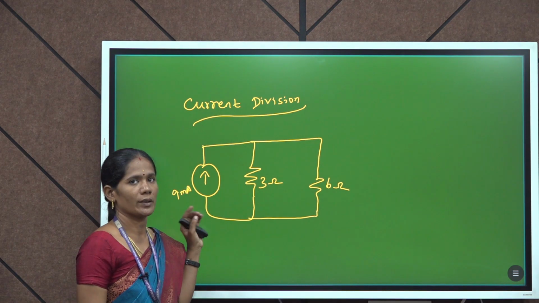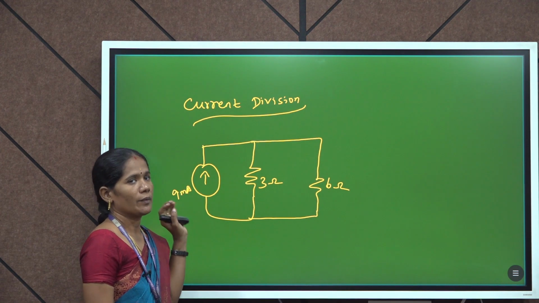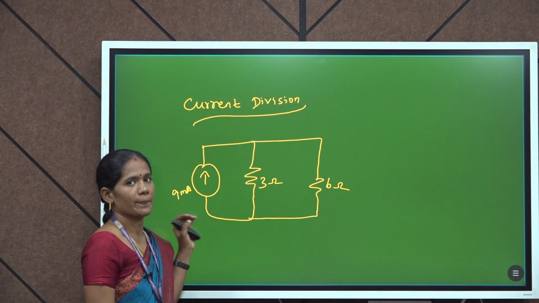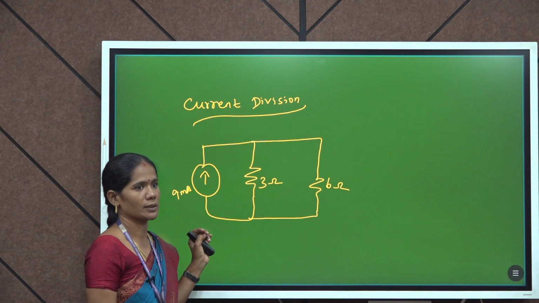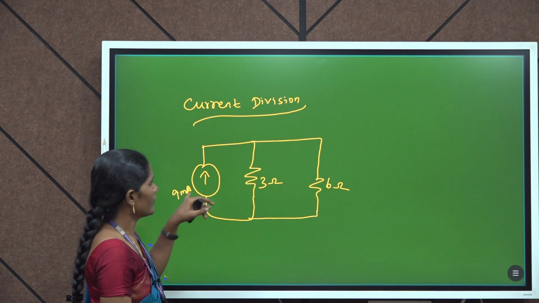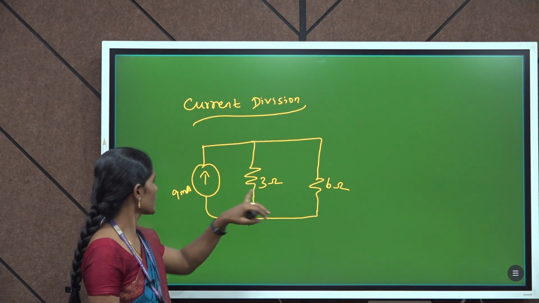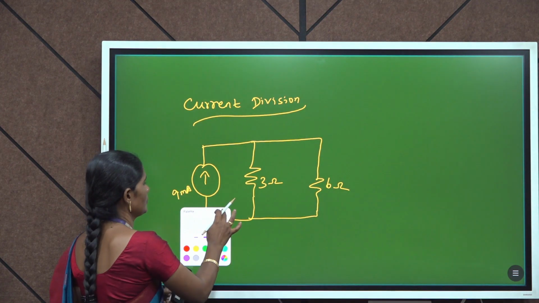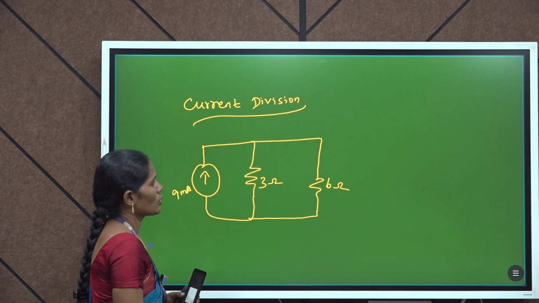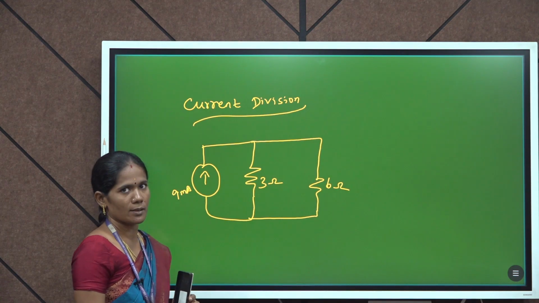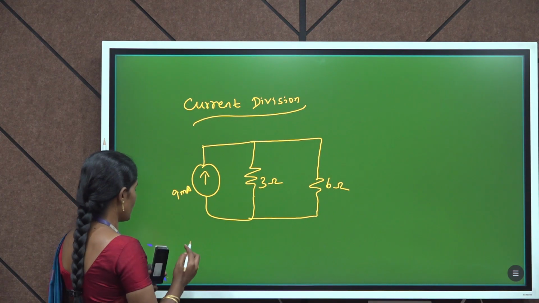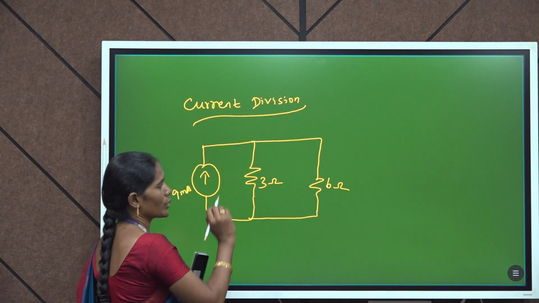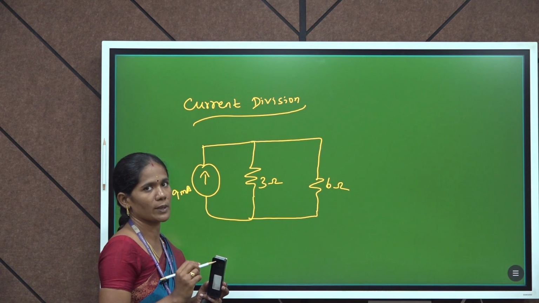Okay. Next we go for the current division rule. When current division occurs in a parallel circuit, always current division occurs. So, when we have a parallel circuit here, in this parallel circuit 9 milliampere acts as the source, and 3 ohm as well as 6 ohm act as branch resistances. In this we can find the current flowing through the 3 ohm as well as the 6 ohm resistances.